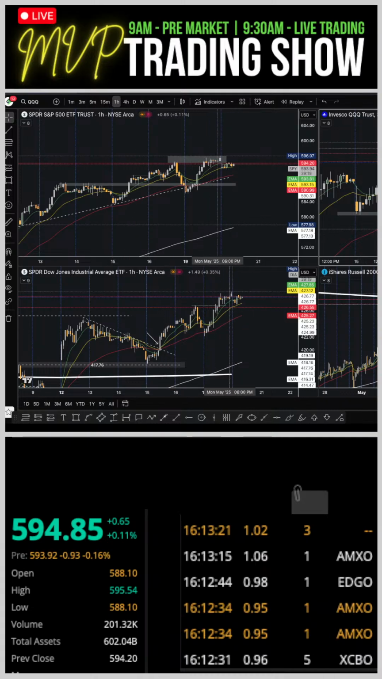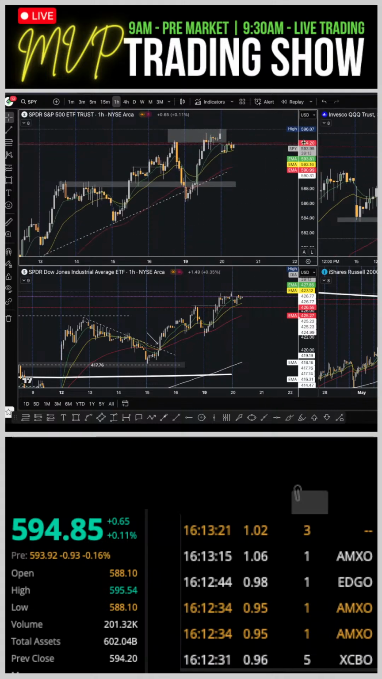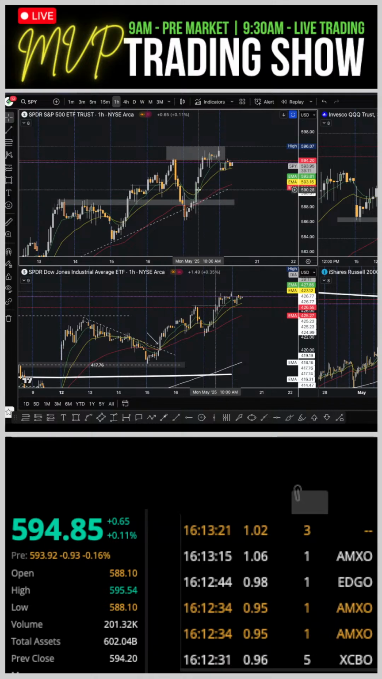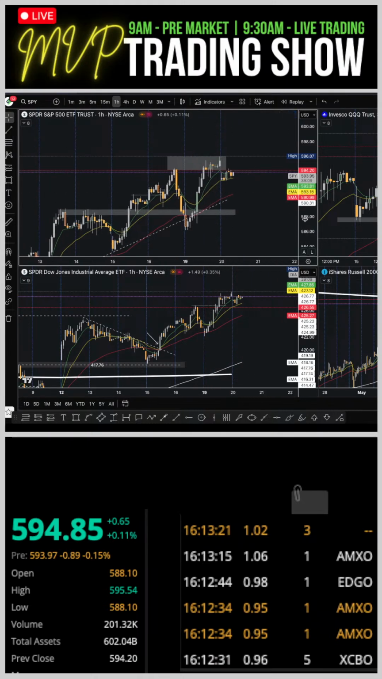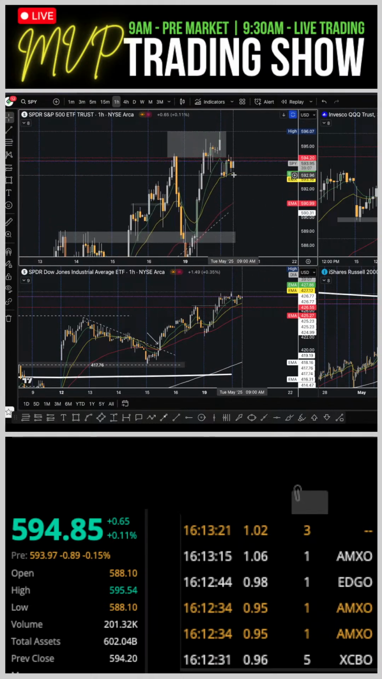We got into it yesterday. We rejected off it. We're still above the 50. The 9 crossed back above that 20 on the Qs. Same thing on SPY. We cross above the 9, cross back above that 20. We're trading between that 9 and that 20. We're still directional to the upside. The intraday trend is still intact.